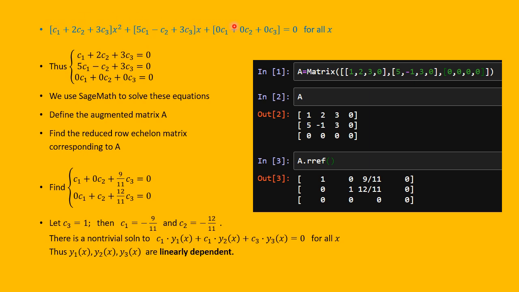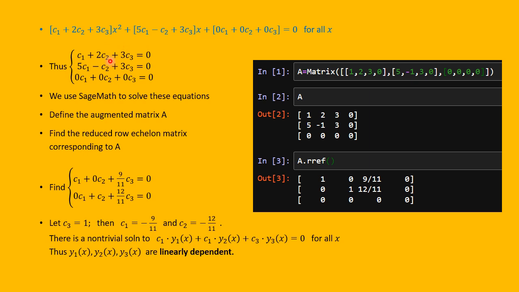So here's the polynomial equation that we found before. This stuff equals 0 for all x. This coefficient equals 0, that's right here. This coefficient of x equals 0, that equation's right here. This coefficient of 1, basically, this constant term, is also 0. So C1, C2, C3 have to satisfy this system of three equations and three unknowns.